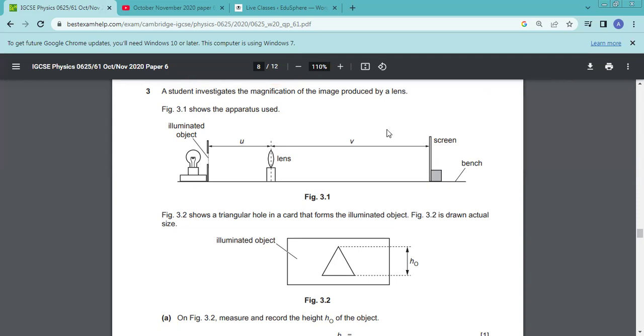IGCSE Physics ATP, Alternative to Practical, October November 20. Question number 3. A student investigates the magnification of the image produced by a lens. The figure shows the apparatus used.